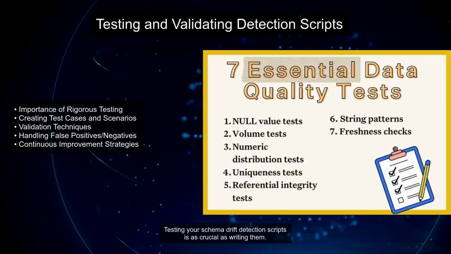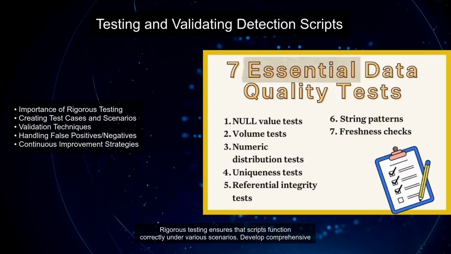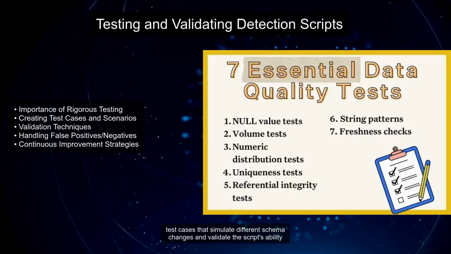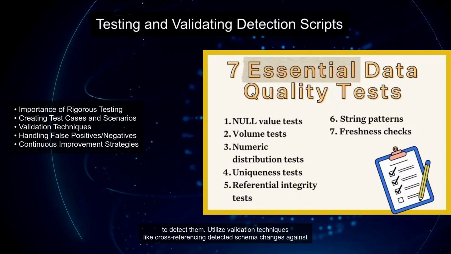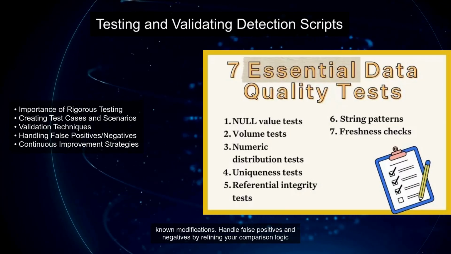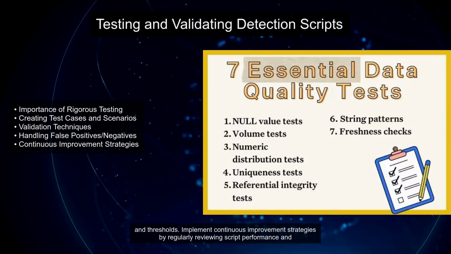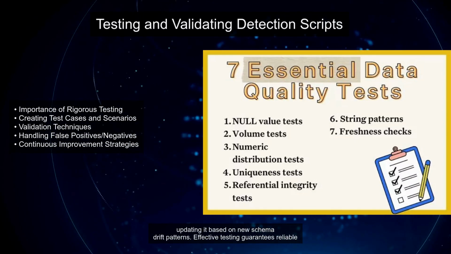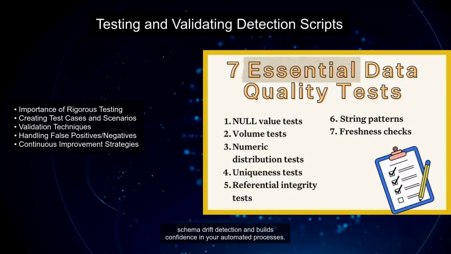Testing your schema drift detection scripts is as crucial as writing them. Rigorous testing ensures that scripts function correctly under various scenarios. Develop comprehensive test cases that simulate different schema changes and validate the script's ability to detect them. Utilize validation techniques like cross-referencing detected schema changes against known modifications. Handle false positives and negatives by refining your comparison logic and thresholds. Implement continuous improvement strategies by regularly reviewing script performance and updating it based on new schema drift patterns. Effective testing guarantees reliable schema drift detection and builds confidence in your automated processes.